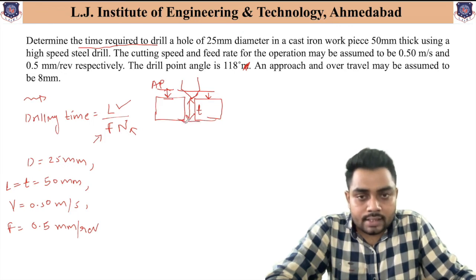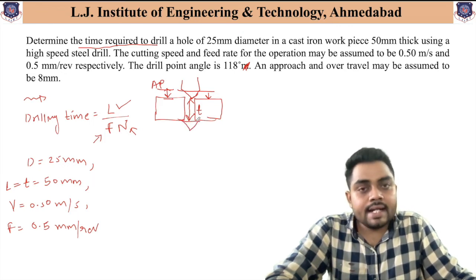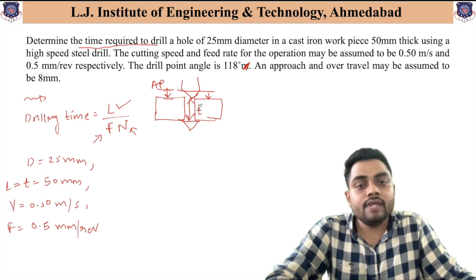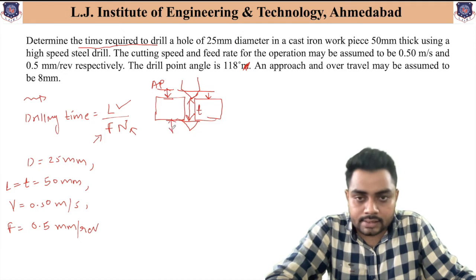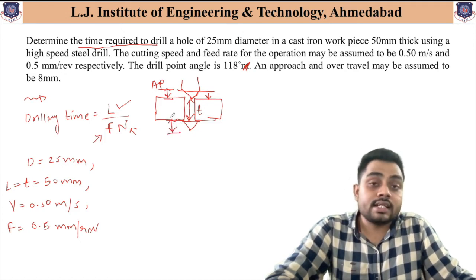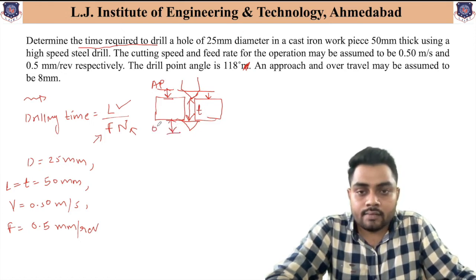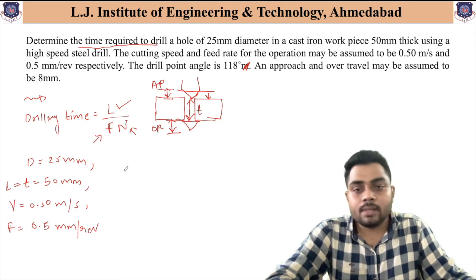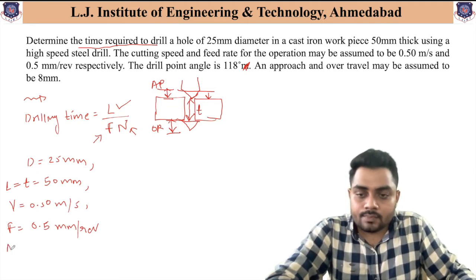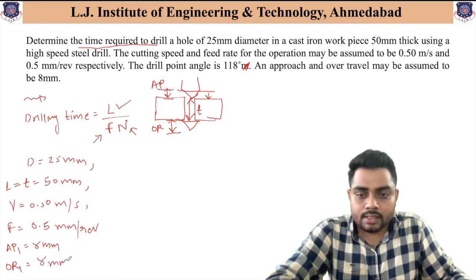Similarly, when the entire drill bit gets outside, then and only then we are getting the desired hole. That means the drill needs to travel this much extra distance, and this distance is nothing but the over travel distance. So one can indicate it as the over travel distance. So this AP and OR is given as 8 mm. So let us indicate AP1 is equal to 8 mm and OR1 that is equal to 8 mm.